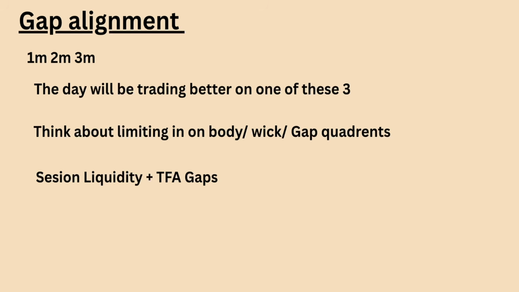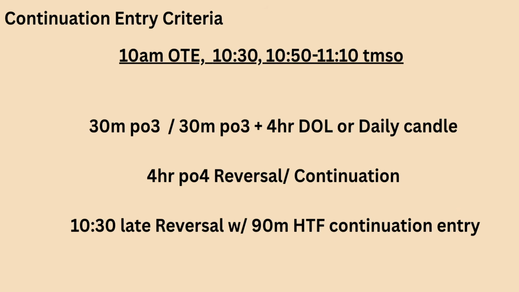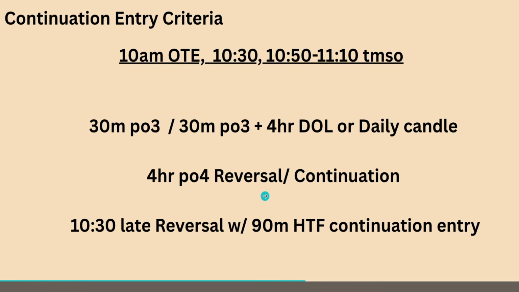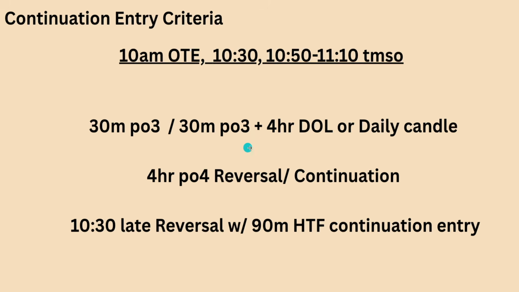So last thing that I didn't go over was continuation criterias. For the model that we trade, we know we have the 30-minute PO3, and then we have the 30-minute PO3 that can lead into our 4-hour or our daily candle, which is including the 90-minute candle. So that's basically holding from 9:30 open till 12 p.m. or 2 p.m. Then we have our 4-hour PO3 reversal or continuation, which is how we use 10 a.m. OTE and 10:30 continuation. 10:30 continuation is just leading into that daily candle, like I said, or a 4-hour draw on liquidity.